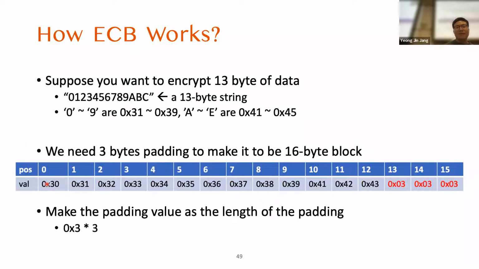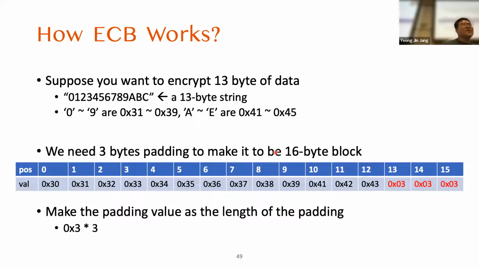The same thing works for this one. The last byte is 03, so we can remove the last 3 bytes, and we need to check that all of the last 3 bytes are 03. Otherwise, it's an invalid scheme. Then we can take the plaintext like this.